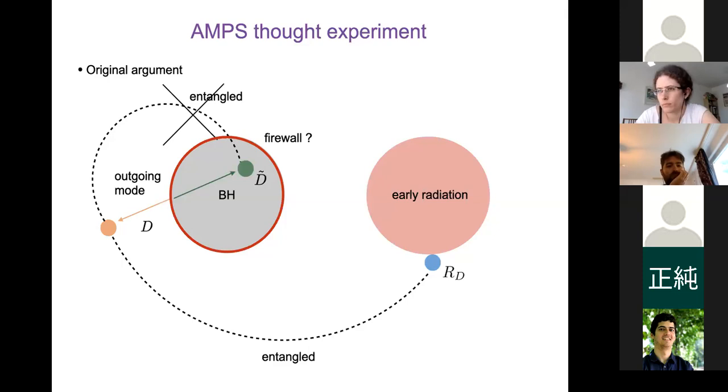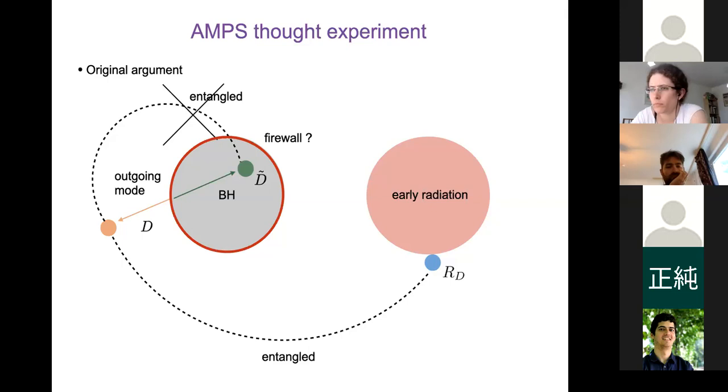So basically, this is how the AMPS thought experiment works. Let us consider an old black hole, which has already emitted half of its content. So the black hole is maximally entangled with the early radiation. In this situation, the outgoing mode D is entangled with R_D, the other side of the black hole, or early radiation. However, this is strange because when Alice jumps into the black hole, Alice should be able to see the interior mode D tilde. But then D cannot be entangled with R_D and D tilde simultaneously. And so that is the origin of the problem.